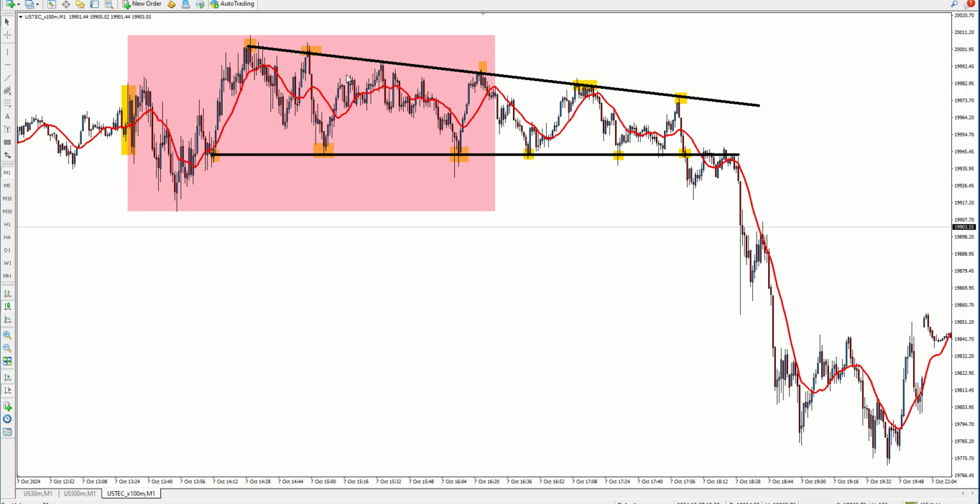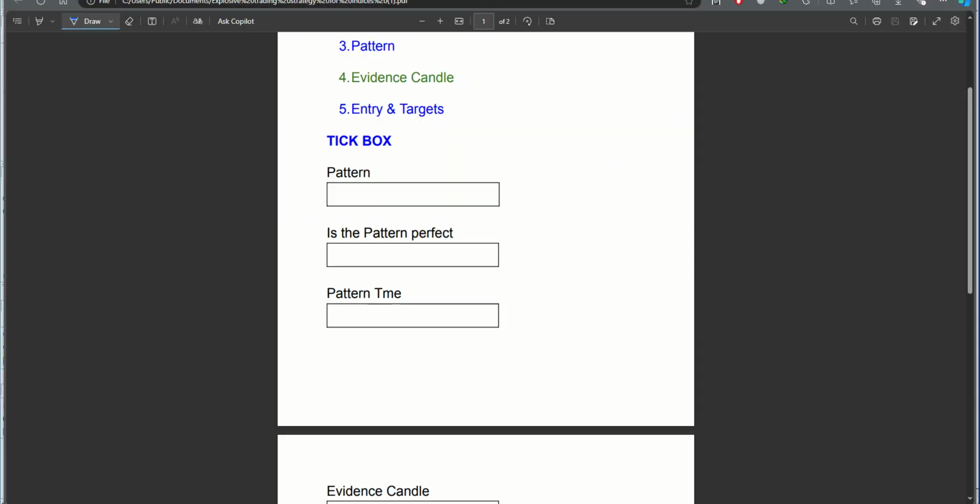Let's go back. Yes, we have a pattern. What kind of pattern? This is a right angle triangle, because the line above is sloped down and the line below is just straight. So the answer is yes. What pattern? This is a right angle triangle, or simply just a triangle.